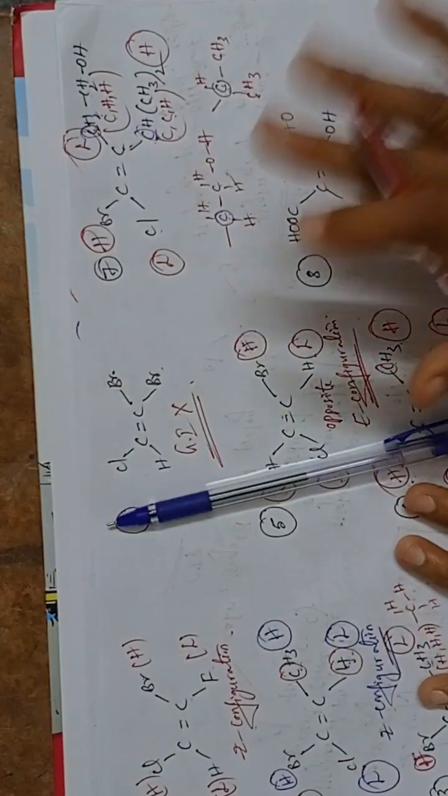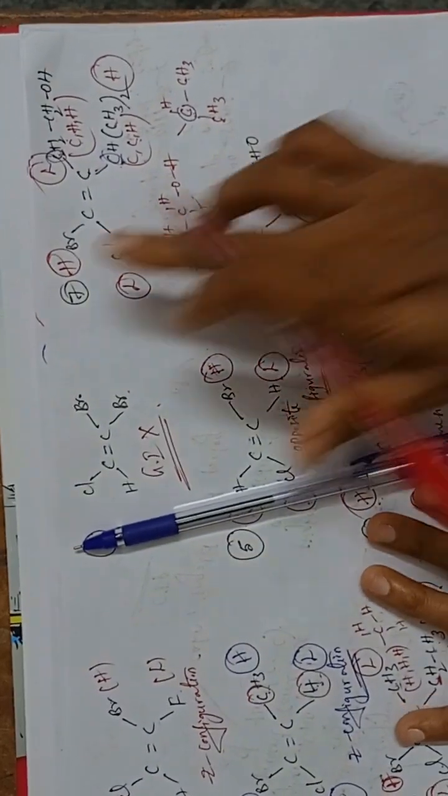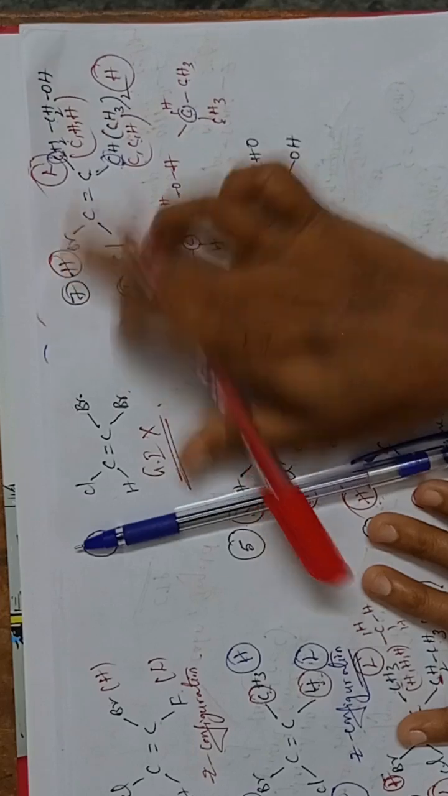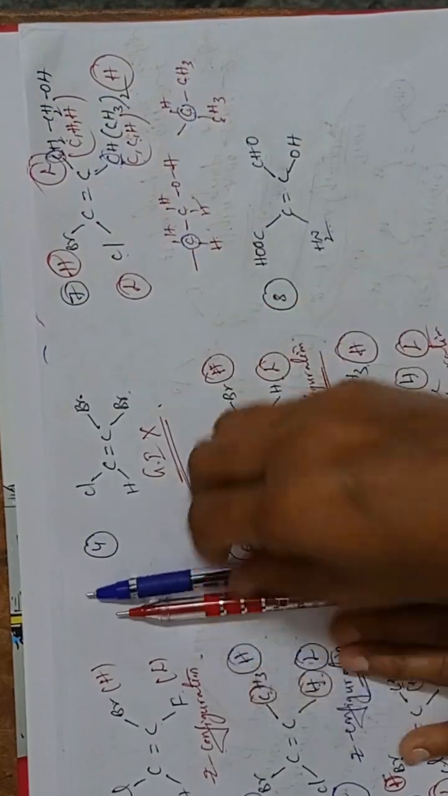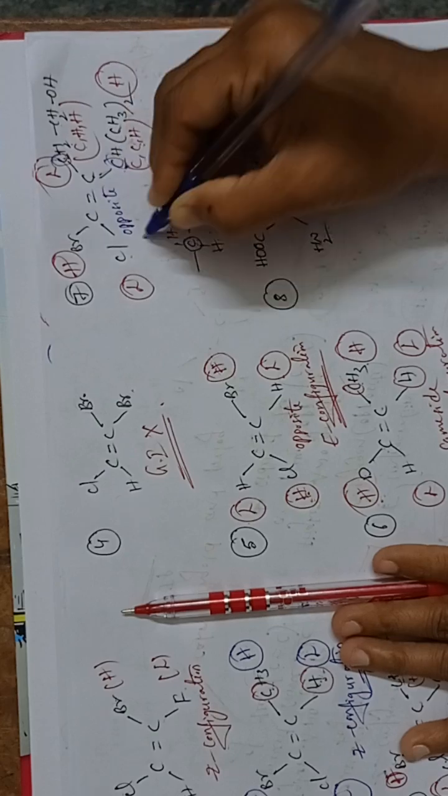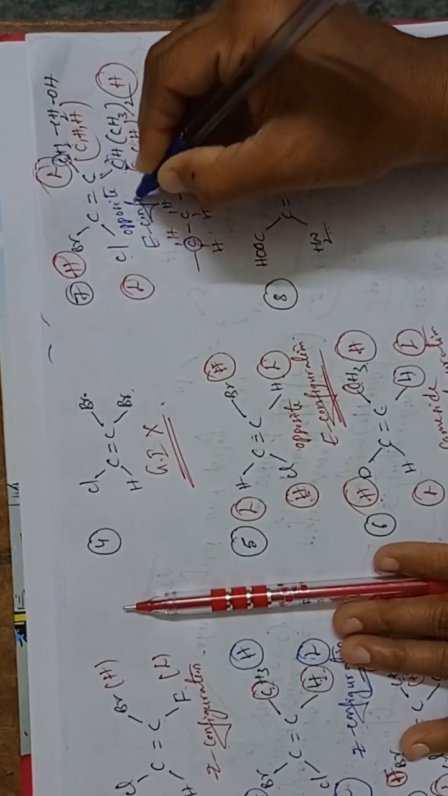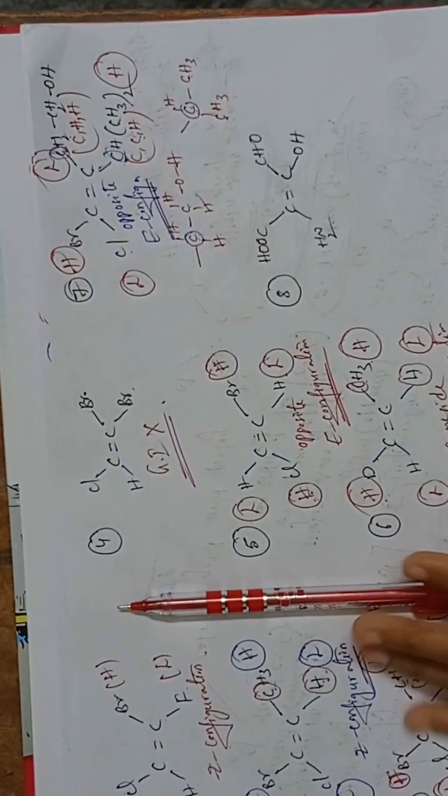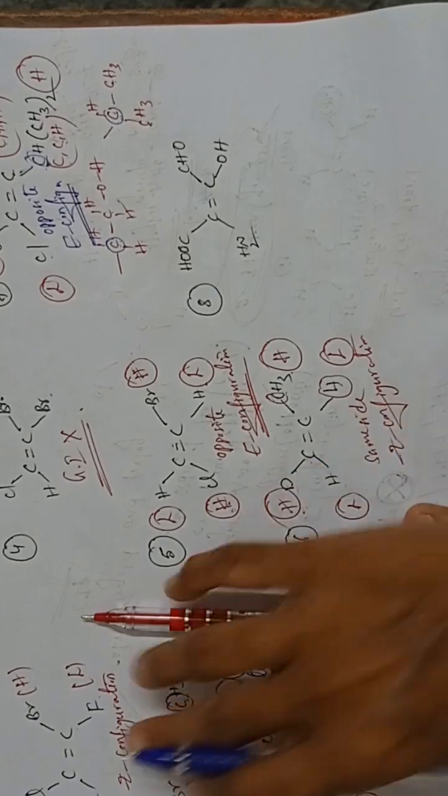Clear? So like this you have to calculate, students. Both higher groups are on opposite sides. Opposite sides means what do we call it? Opposite sides means E configuration. Okay, E configuration.